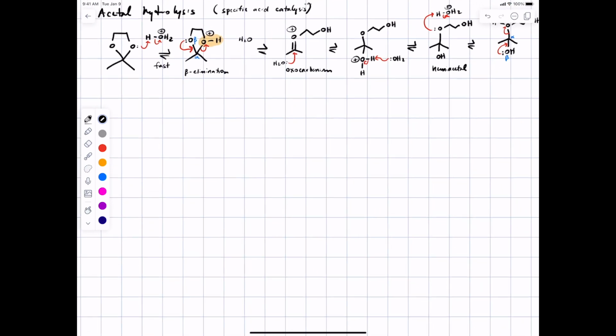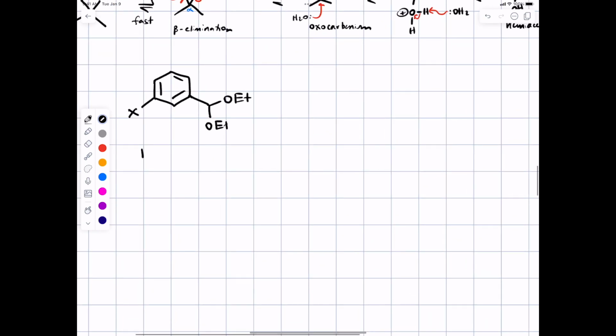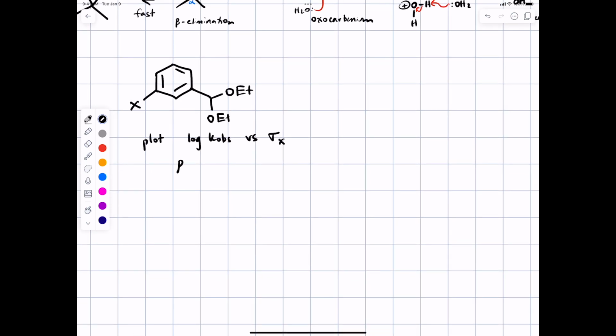Some evidence for this mechanism comes from Hammett analysis. So if you use this acetal and change the various X groups here, and then measure the rates of reaction and plot the log of your observed rate constant versus your sigma values, the rho you end up with is minus 3.3.